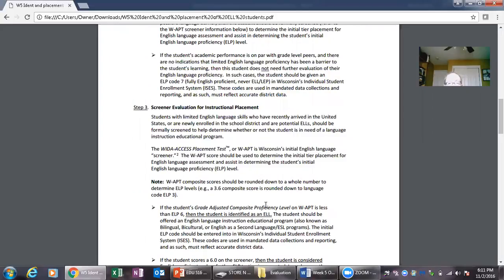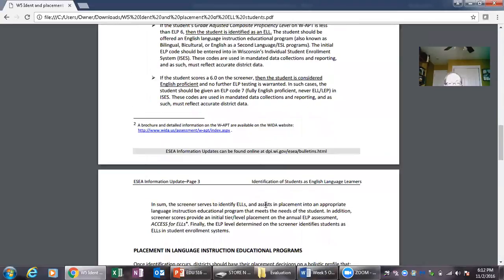Students with limited English language skills who have recently arrived in the United States are going to be enrolled. Then they take the WIDA Access Placement Test, Wisconsin's initial English language screener. The WAPT score should be used to determine the initial tier placement for English language learners. As you go through, you can see that if the student scores a 6 on the screener, then the student is considered English proficient, and no further ELP, or English language proficiency, testing is warranted. If not, then we continue to see where they're at.